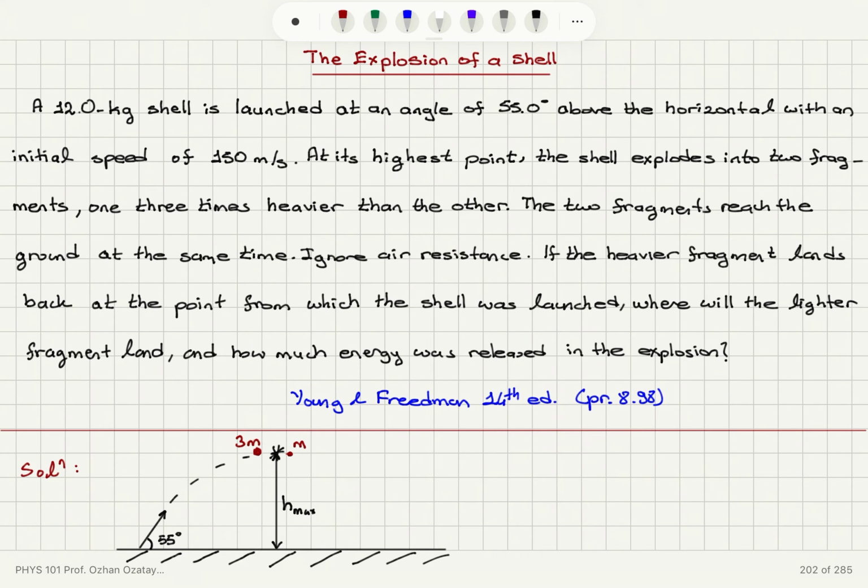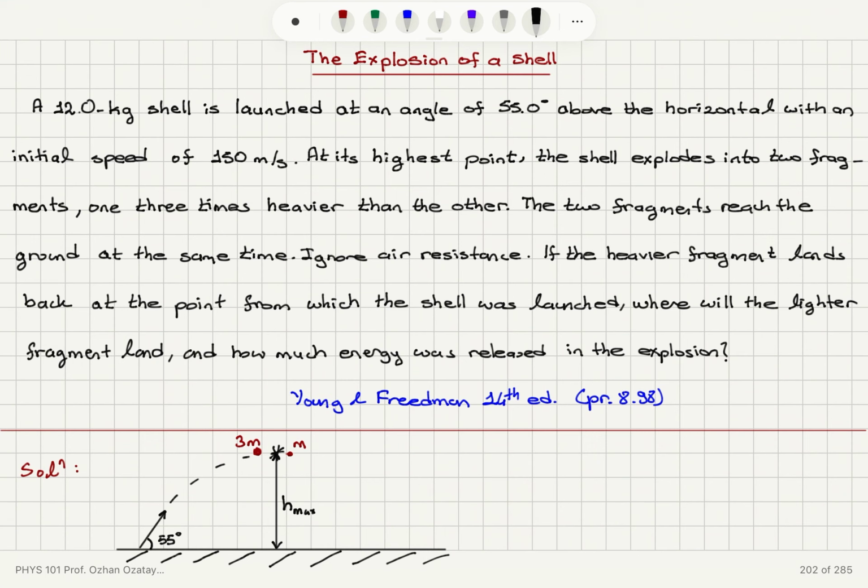The two fragments reach the ground at the same time. Ignore air resistance. If the heavier fragment lands back at the point from which the shell was launched, where will the lighter fragment land and how much energy was released in the explosion?